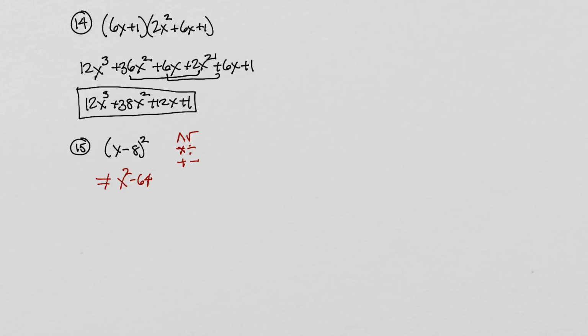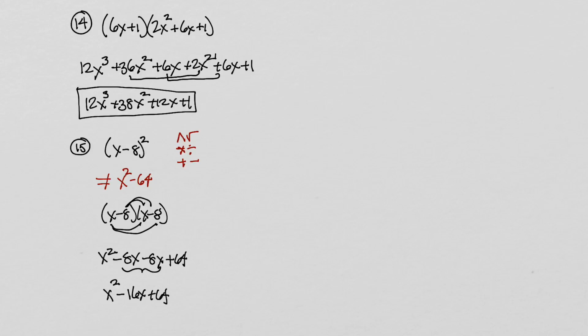So x minus 8 squared, if we expanded it out, would be x minus 8 times x minus 8, and now we can apply the method we've been using. First and first, x squared. The outer product, positive x times negative 8 is negative 8x. Now the inner product, another negative 8x. And the last, negative times negative is positive 64. The two middle terms will combine, giving us x squared minus 16x plus 64.